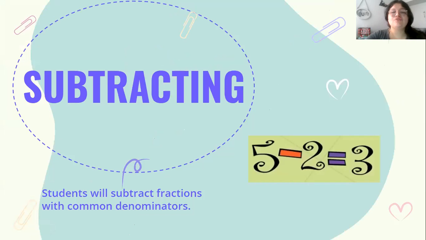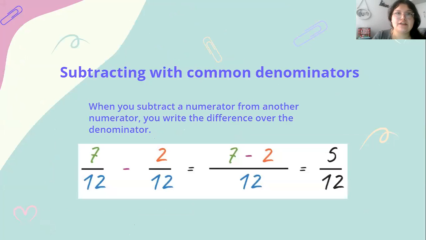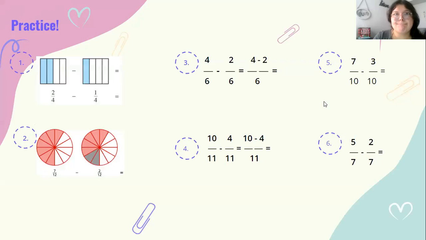All right, so now we're going to subtract fractions with common denominators. So we're going to subtract the numerator from another numerator, and you're going to write the difference over the denominator. And again, this is an example of what we're going to be looking at in the next slide. All right, so number 1, 2/4 minus 1/4.